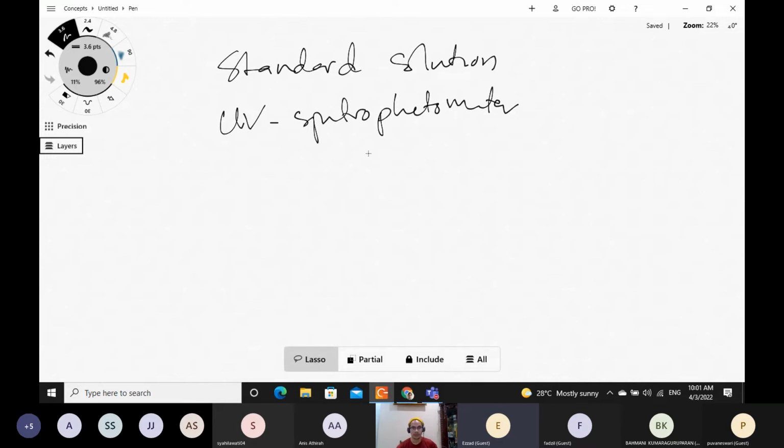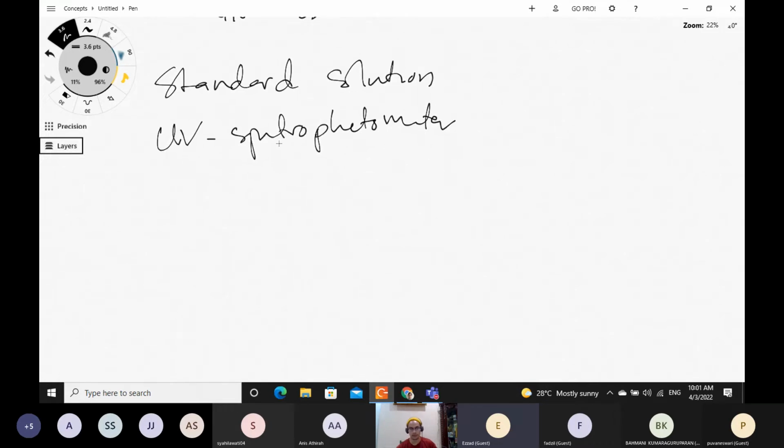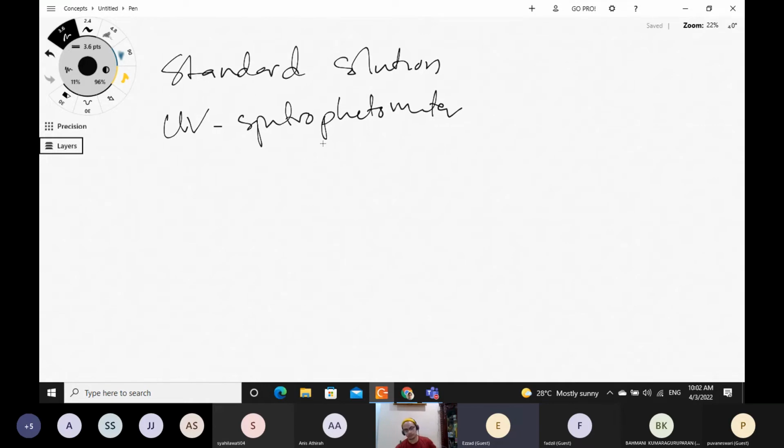Okay, so we go through each step. Before I explain what I just said, I want to show this first. When we do a test using a UV-visible spectrophotometer, we are going to need these two things: our standard solution and our instrument. So the results of this analysis depend highly on the quality of our standard solution and also our instrument.